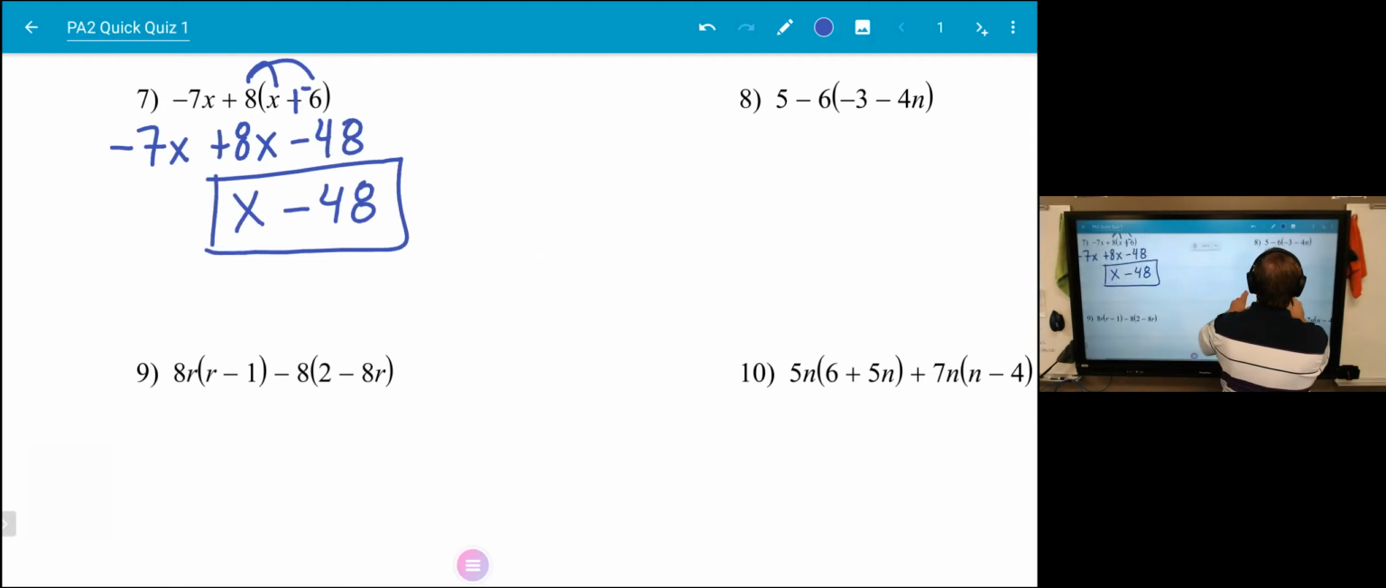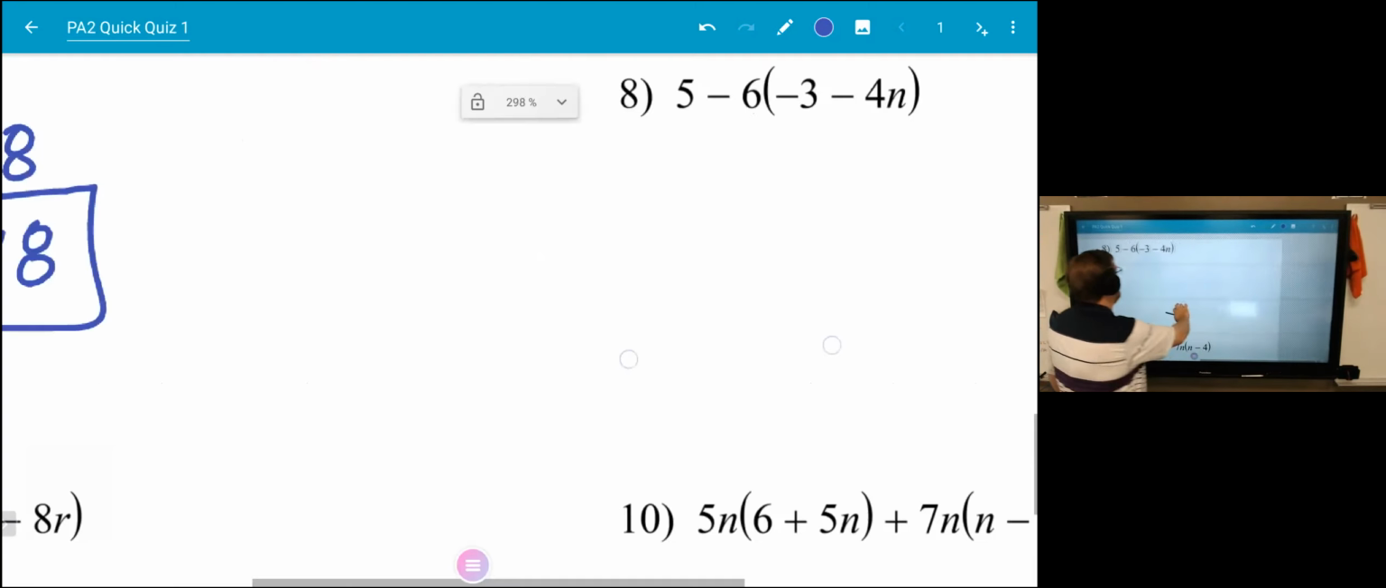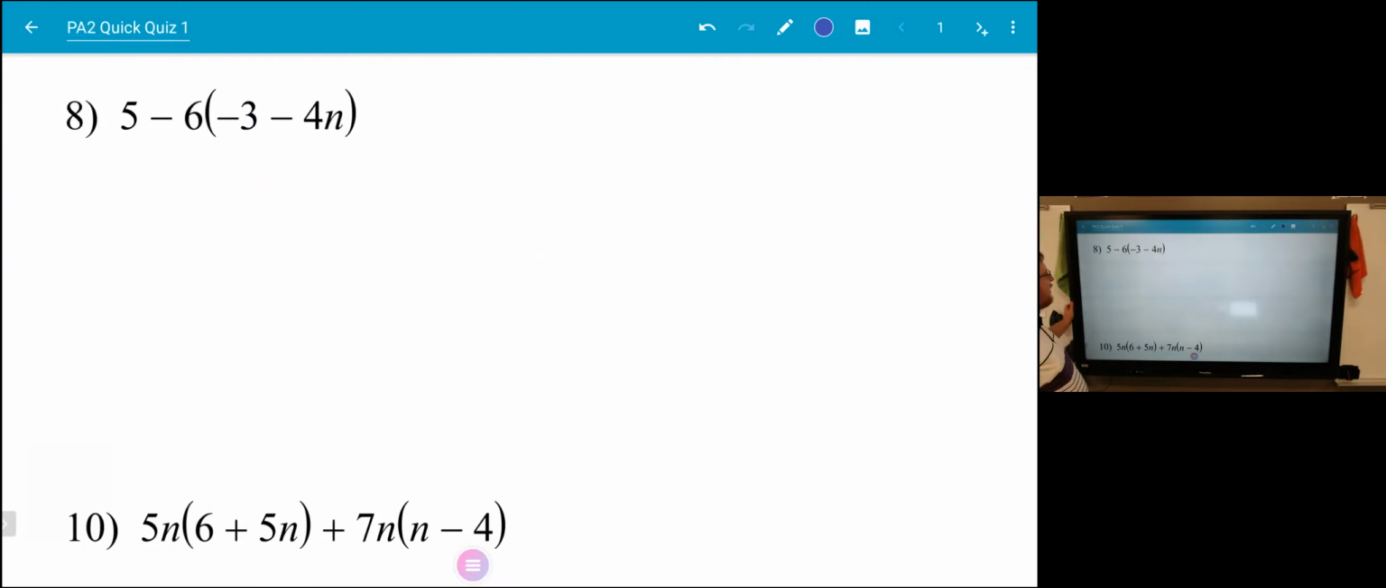All right, number 8. Move this guy over here so we can write well. 5 minus 6 times negative 3 minus 4n. Again, here's the trick. Not really a trick, but it's just making sure you know that that term is negative. Okay, so I've got 5 plus negative 6 times parentheses negative 3 minus 4n. That plus 5 out there, it's doing nothing right now. It's just going to hang out.